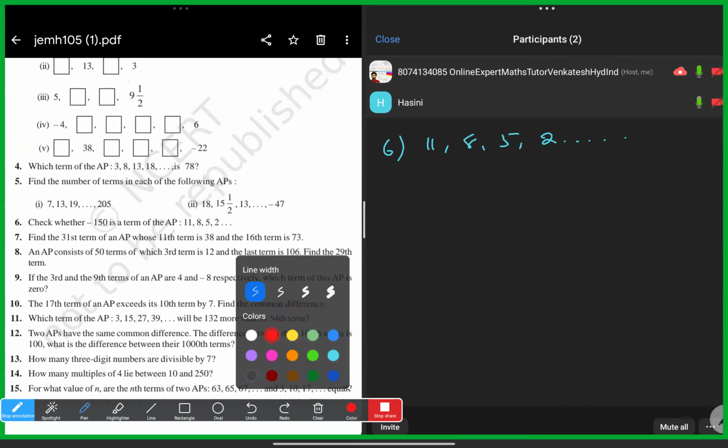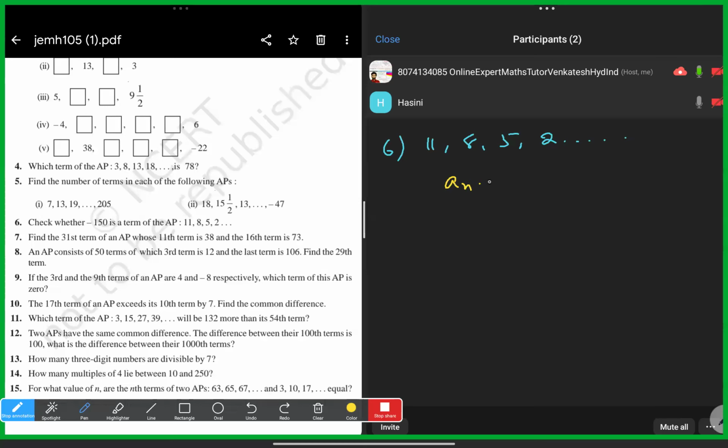Okay. So an is equal to minus 150. We have to equate the nth term to minus 150 and find out the n value corresponding to minus 150. If the n value is a positive integer, then it will be part of that series. Suppose, n denotes the position of the number, like 5th place, 6th place, 7th place, 8th place. 8th term, 9th term, 10th term, 5th term, like that.